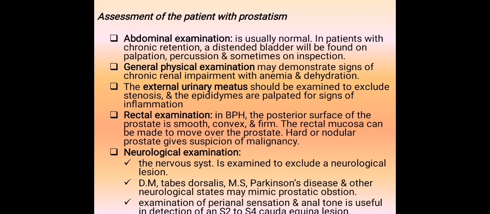The nervous system examination is to exclude neurological lesions. Patients with diabetes mellitus, tabes dorsalis, multiple sclerosis, Parkinson's disease, and other neurological states may mimic a picture of prostatic obstruction. Examination of the perineal sensation and anal tone is useful in detection of an S2 to S4 cauda equina lesion.